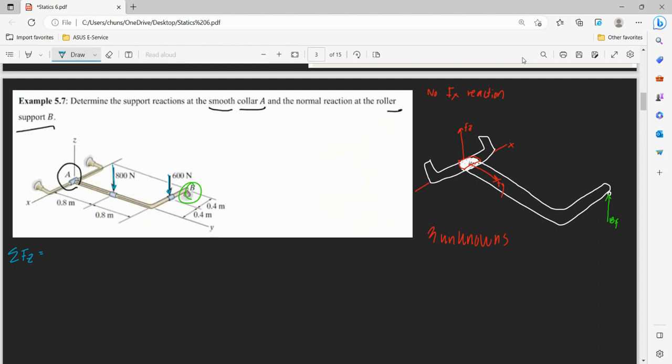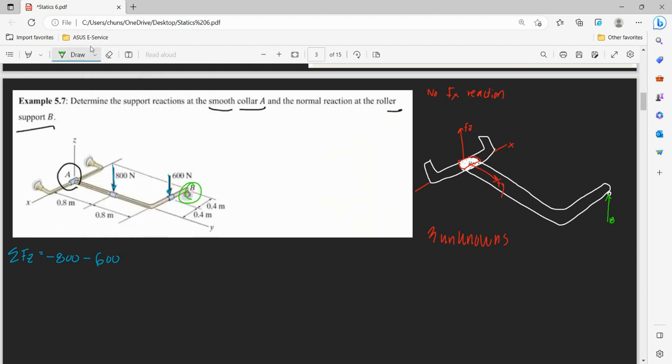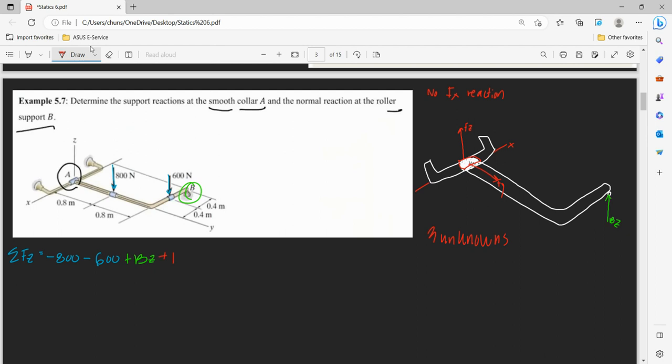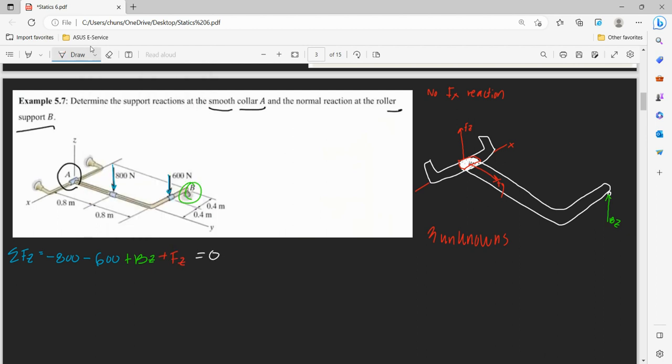So this is equal to, so we have 800 pointing down. We have 600 newtons pointing down. Sorry, this is in our z direction. And we have positive Bz and positive Fz. So we probably won't solve this equation first because there are a lot of unknowns to work with.